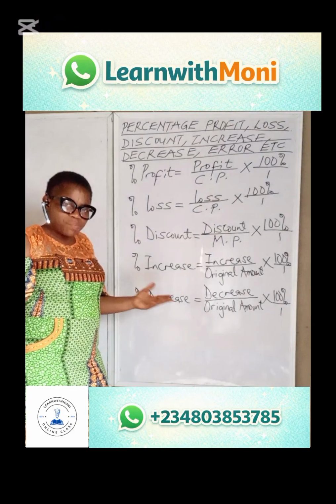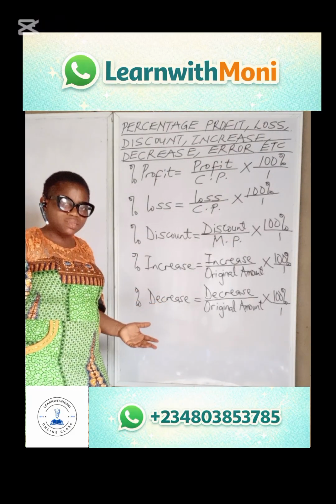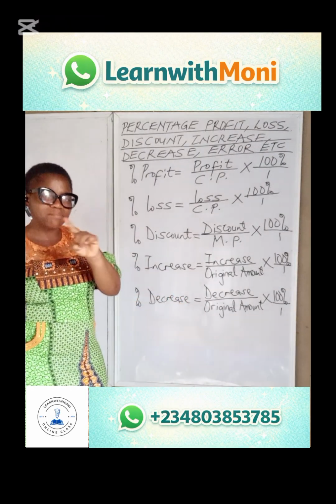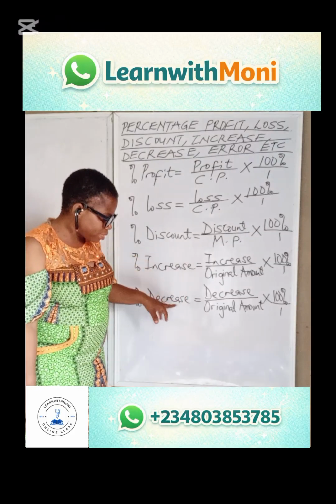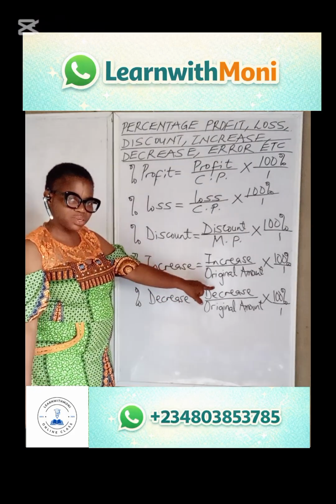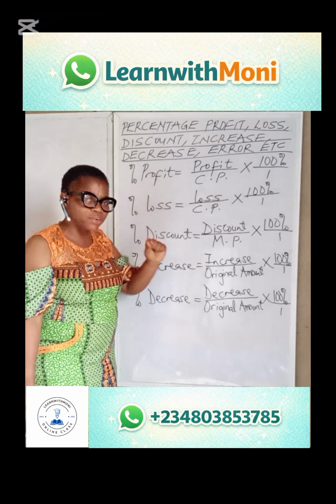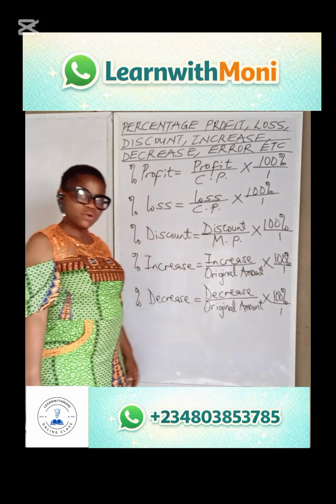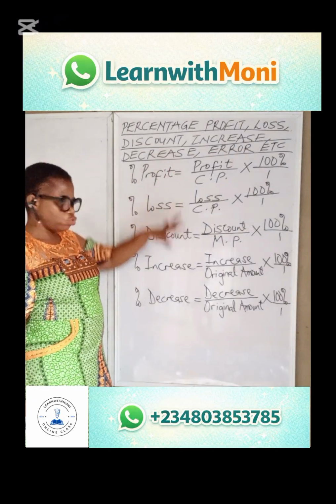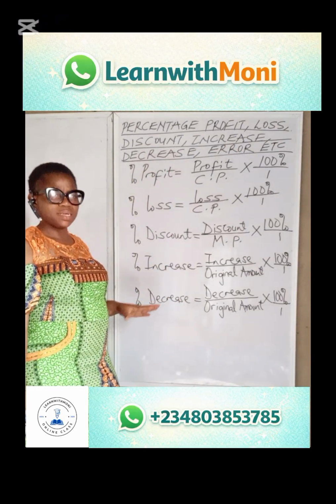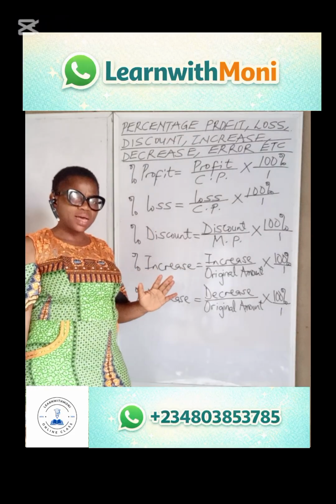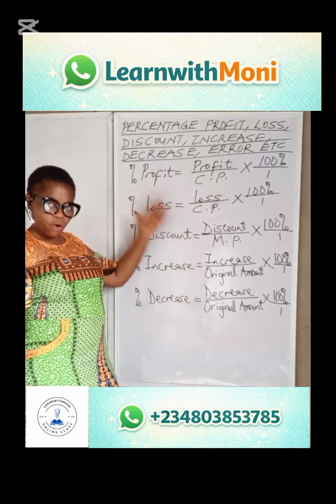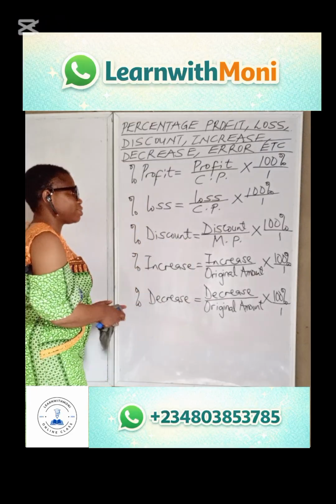Percentage decrease, maybe it used to be 9 and now it is 7. The decrease is 9 minus 7. Percentage decrease is going to be the actual decrease over the original amount or the original size it used to be, times 100% over 1. I hope you understand this memory hack. This will help you whenever you come across any situation involving percentages of this nature. Let's look at examples.